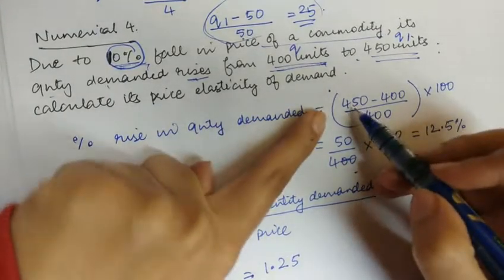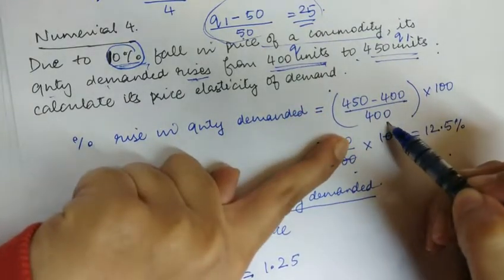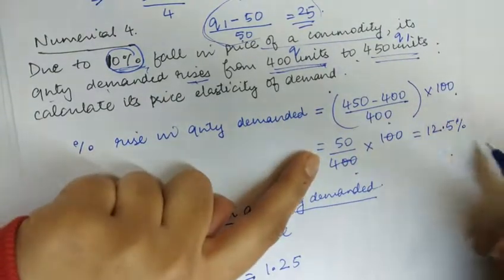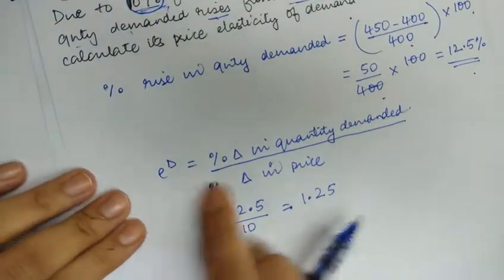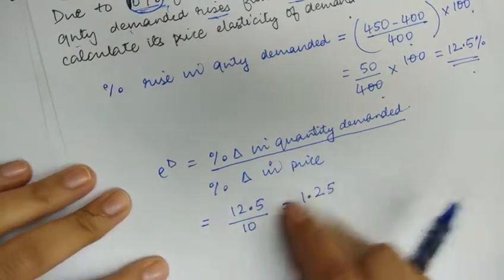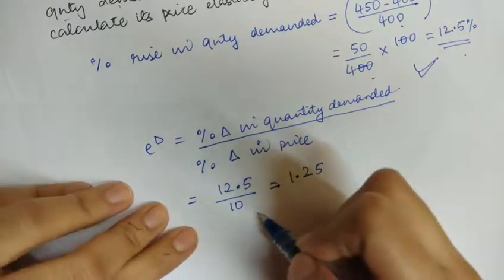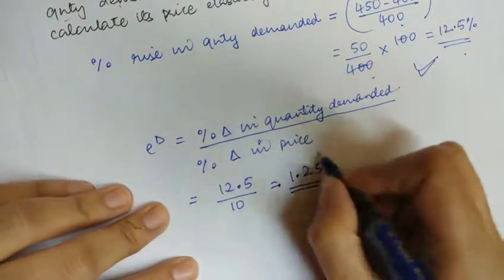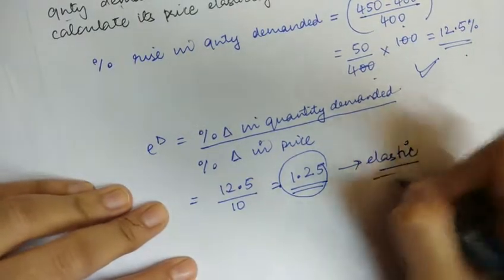That is, the new minus old upon original into 100. So when we solve this, we'll get 12.5%. We know the elasticity of demand is percentage change in quantity demanded to percentage change in price. Percentage change in quantity demanded is 12.5% and the percentage change in price is 10%. So 12.5 upon 10 will be equal to 1.25. Again, we get that the demand is elastic.